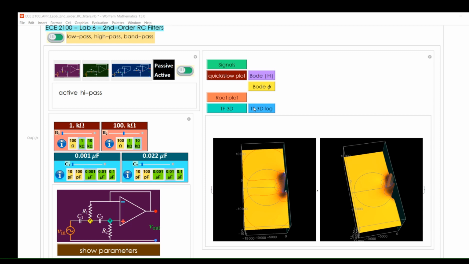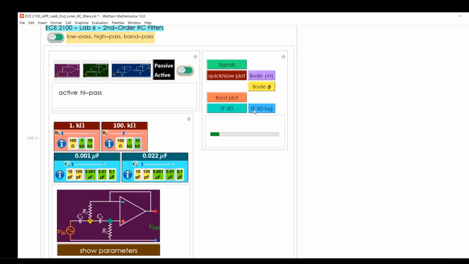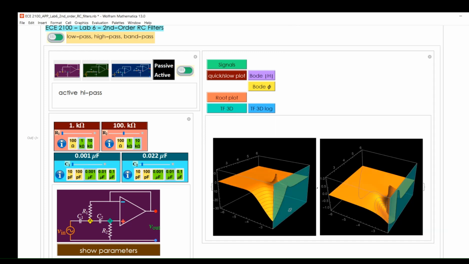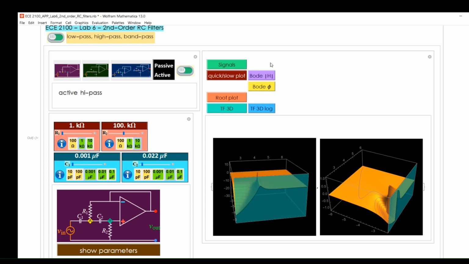The 3D transfer function can also be plotted on the log frequency scale. Its projection on the imaginary axis plane is the two-dimensional Bode plot.